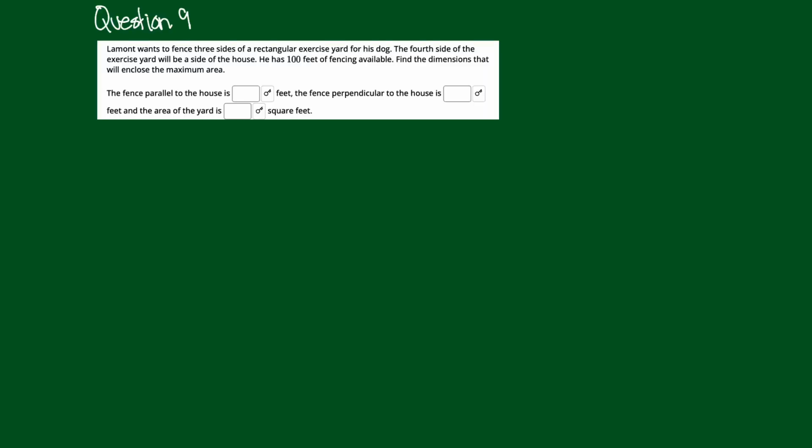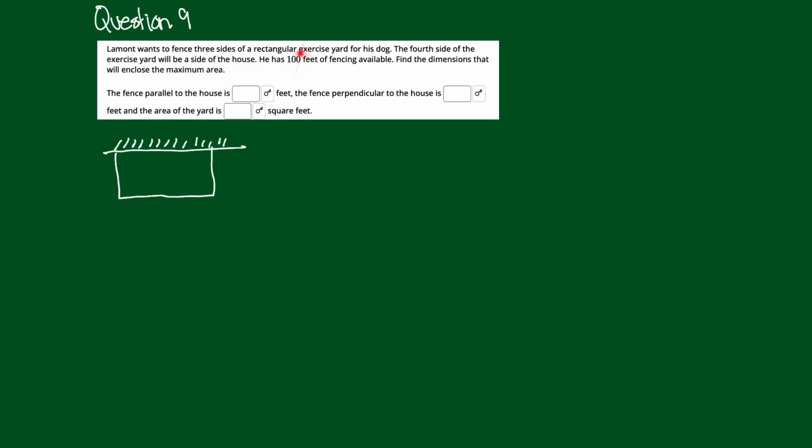Question 9. Lamont wants to fence 3 sides of a rectangular exercise yard for his dog. The 4th side will be the side of the house. So I'll draw this in a minute. Matter of fact, I'm going to draw this right now. All right, so maybe he's got something like this. Here's the house, right? That's the side of the house. And then what he wants to do is put a fence, rectangular fence, like this.